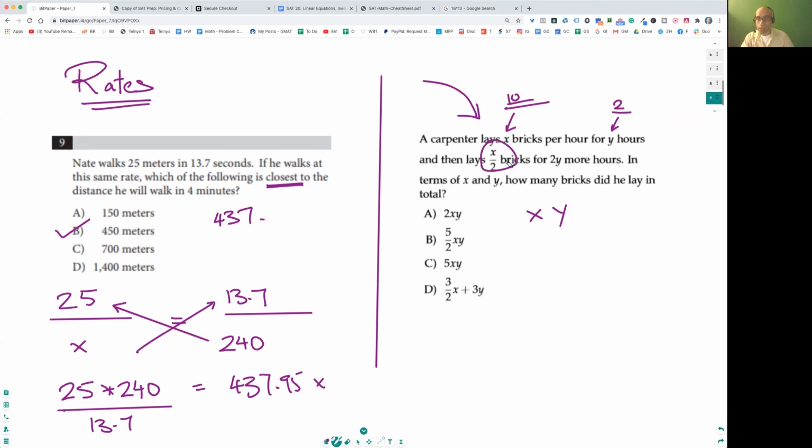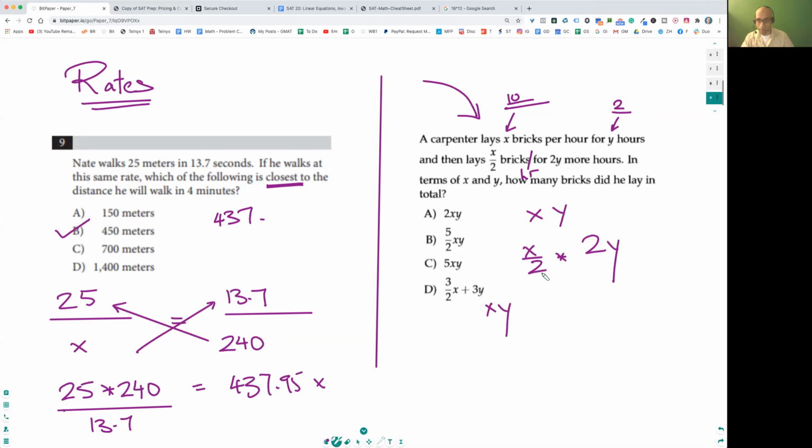Then you're doing x over 2 bricks. This is, of course, per hour for 2y more hours, right? So you're going to do x over 2 times 2y. Remember, x over 2 times 2y. The same you did x times y. It's just a weird way of writing it, right? That's it. And then you can combine these two, right? You've got xy over here.